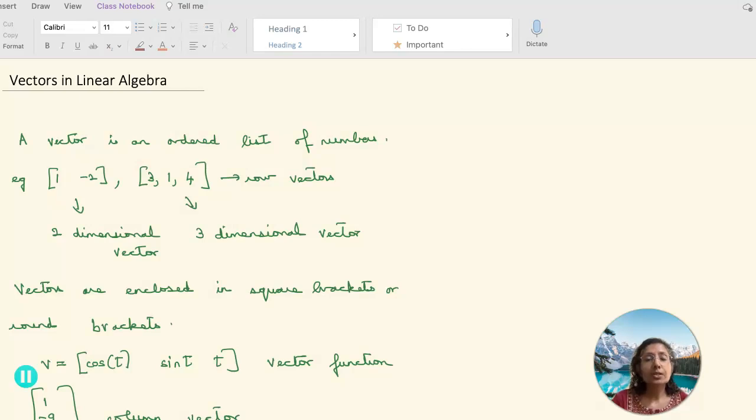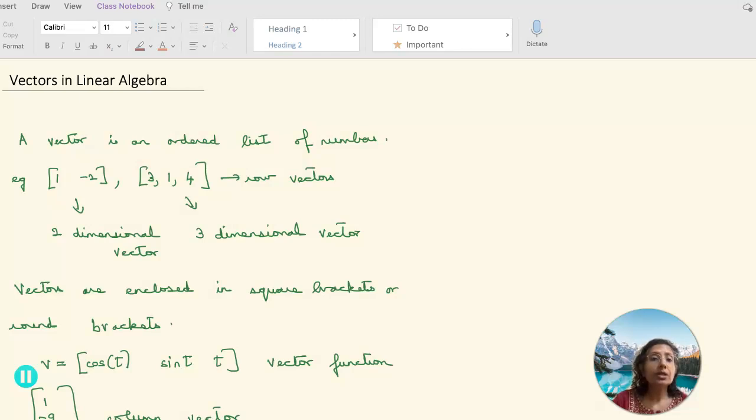So welcome to this session, and here we will be learning about vectors in linear algebra. A lot of terms which you know about vectors, such as dot product and cross product, you will learn in the context of linear algebra, and a little more as well.